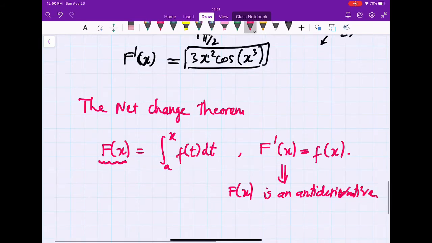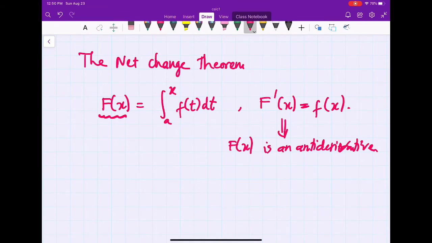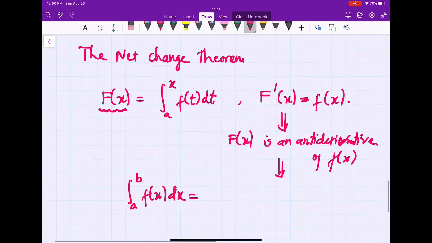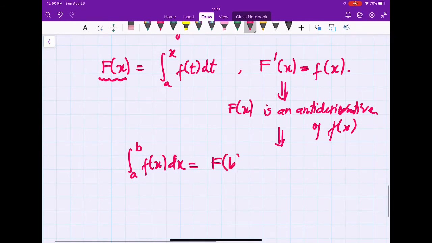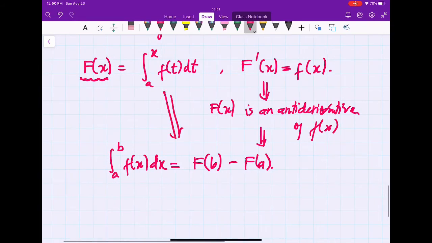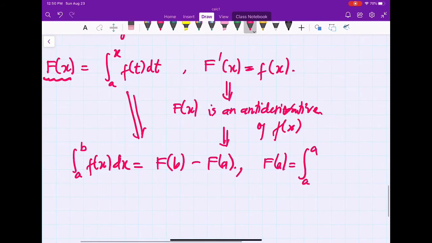Okay, so again, we know from the first fundamental theorem of calculus, if F(x) is an antiderivative of f(x), then the integral from a to b of f(x) dx is equal to F(b) minus F(a). Does that make sense? And of course, that is obvious from here. Why? In this case, F(a) is equal to the integral from a to a of f(t) dt, and that is just 0.